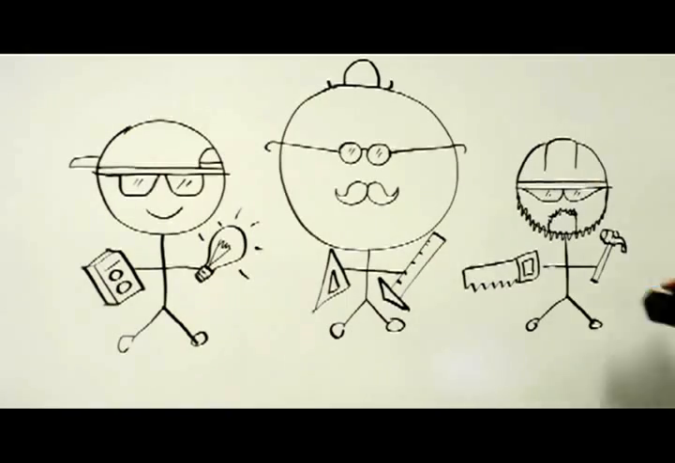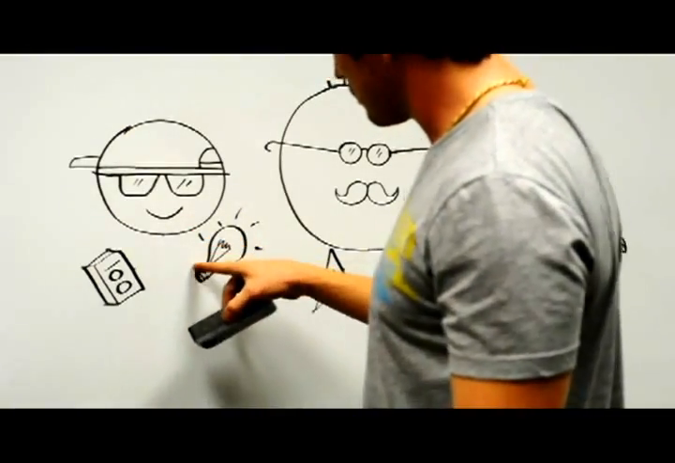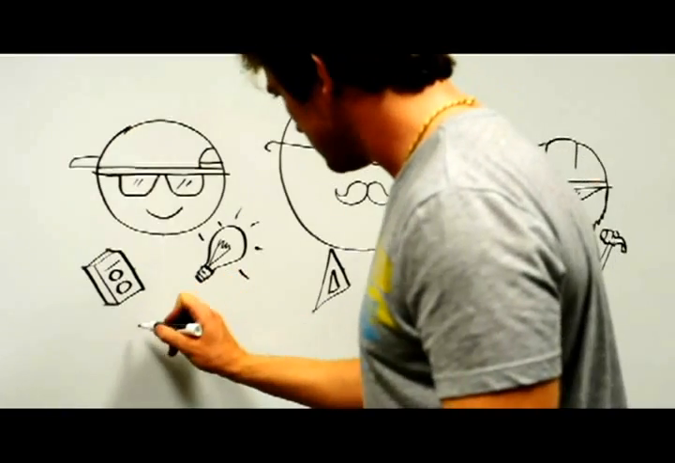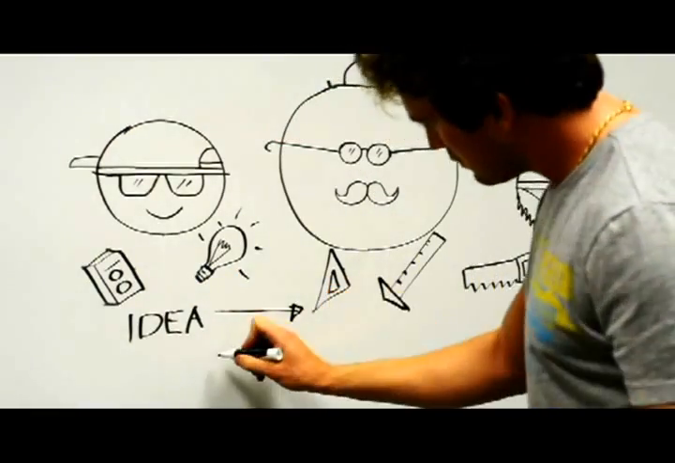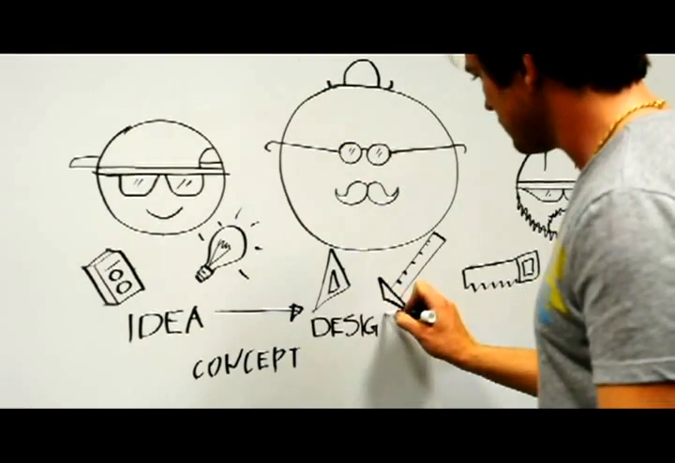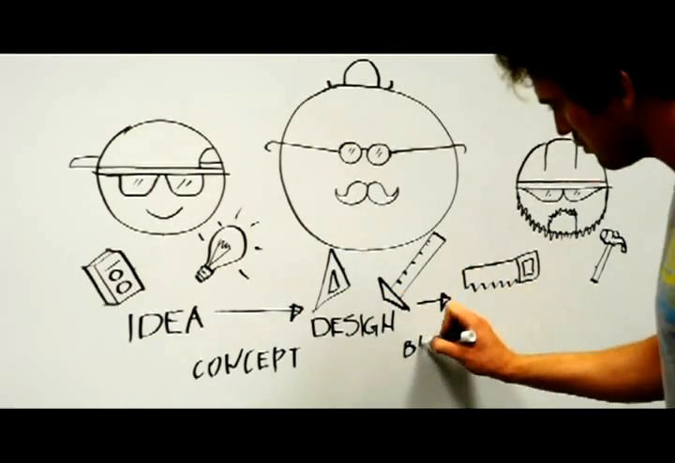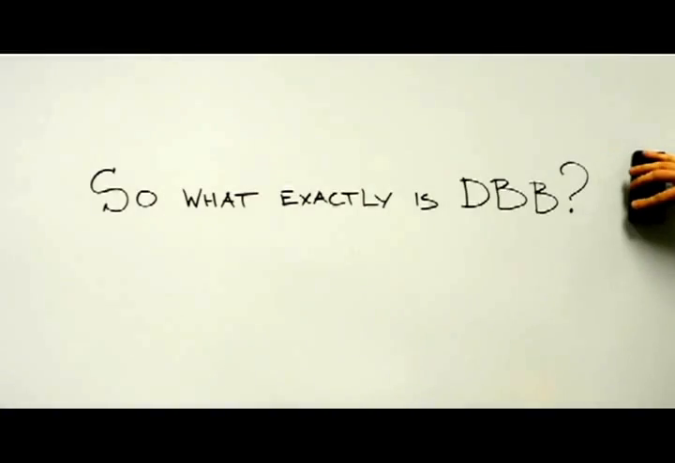The design bid build process is linear in nature and it has few distinct milestones. After the owner supplies the idea, they work with the architect to generate a clear design concept, which in turn guides the design phase. When the design phase is completed, bidding takes place and a contractor is selected who later builds the project. So what exactly is design bid build and where does it come from?